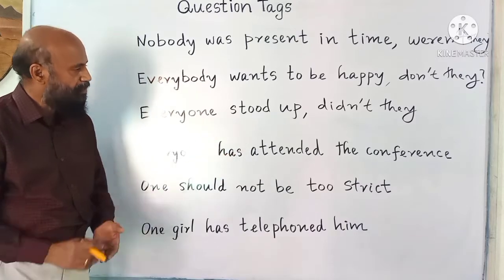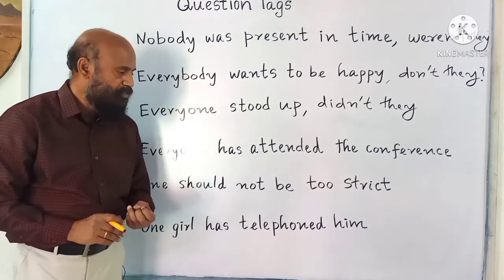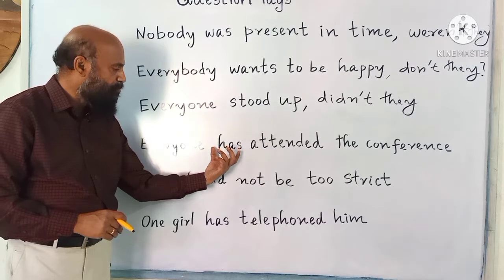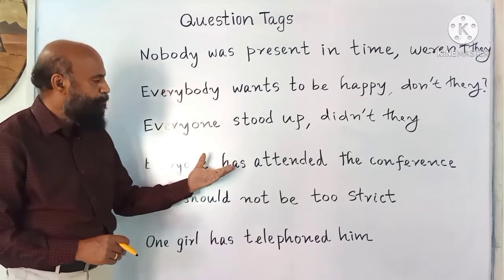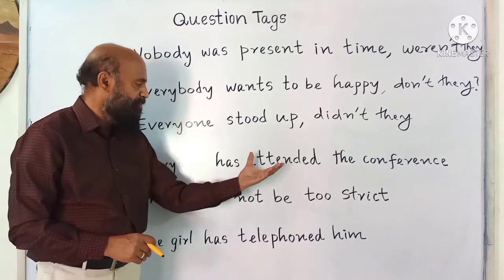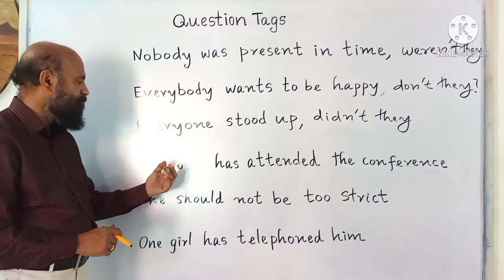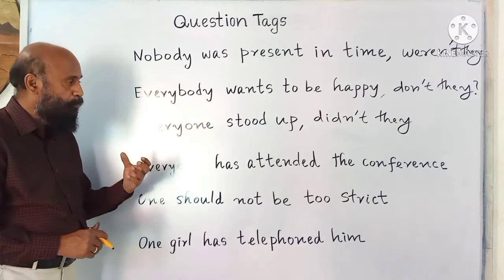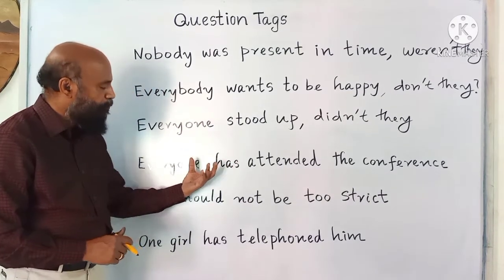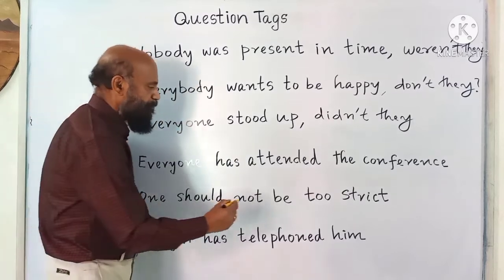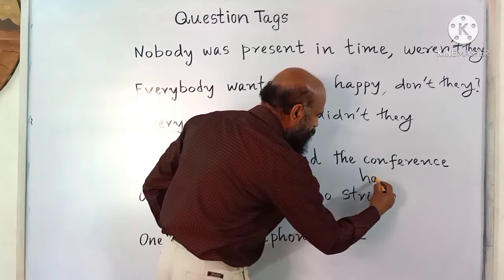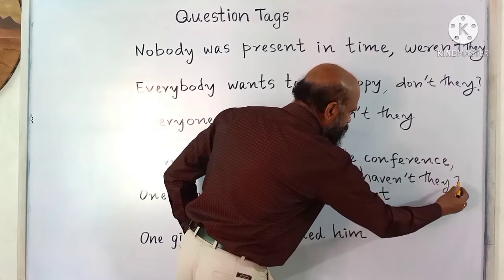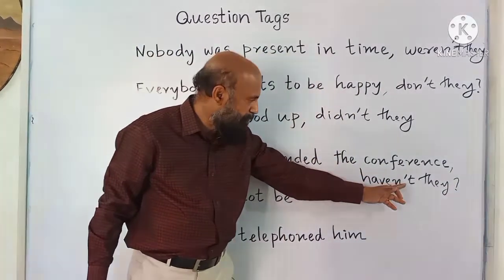Everyone has attended the conference. So this is a positive sentence, so the question tag is to be negative. So we cannot say hasn't they. Here the auxiliary verb is has, present perfect tense, has attended. So it cannot be hasn't they, because the pronoun for everyone is they. That is a plural subject. So here we have to say haven't they. Here the sentence is positive, so the question tag is negative.